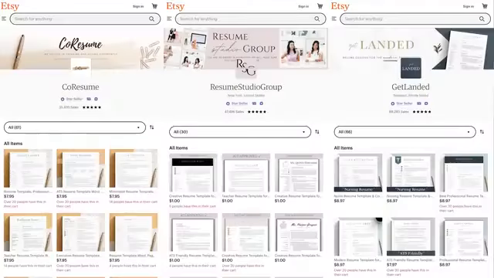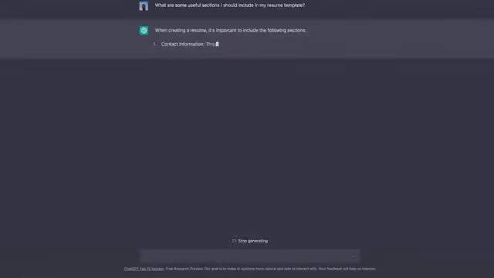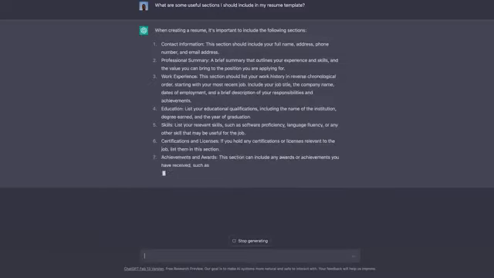Now, the thing to keep in mind here that could end up being your biggest advantage is that these shops don't have that many listings. Etsy is a volume game, so the more listings that you post, the more chances you have of getting sales. And with what I'm about to show you, you'll have unlimited creativity. So here's the process. I used ChatGPT to generate useful sections for the resume that will guide the customer to build an awesome resume that can help get them hired.